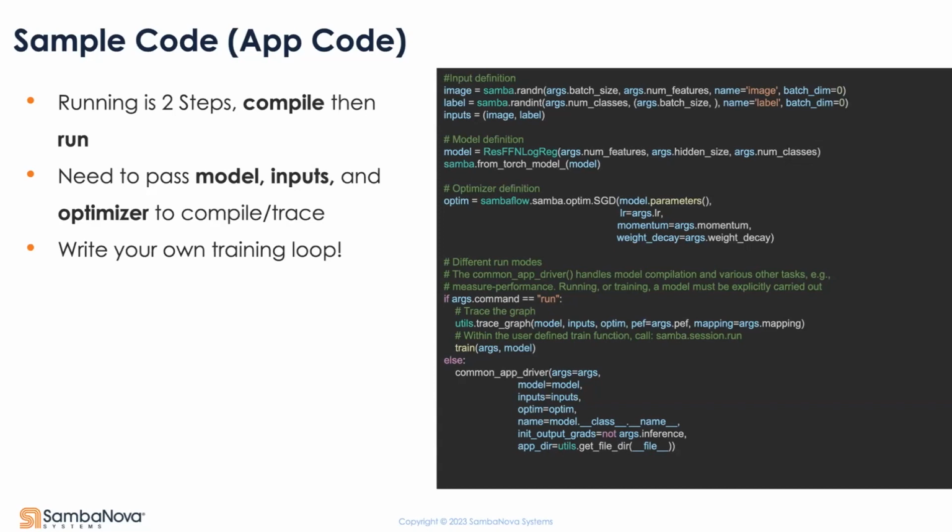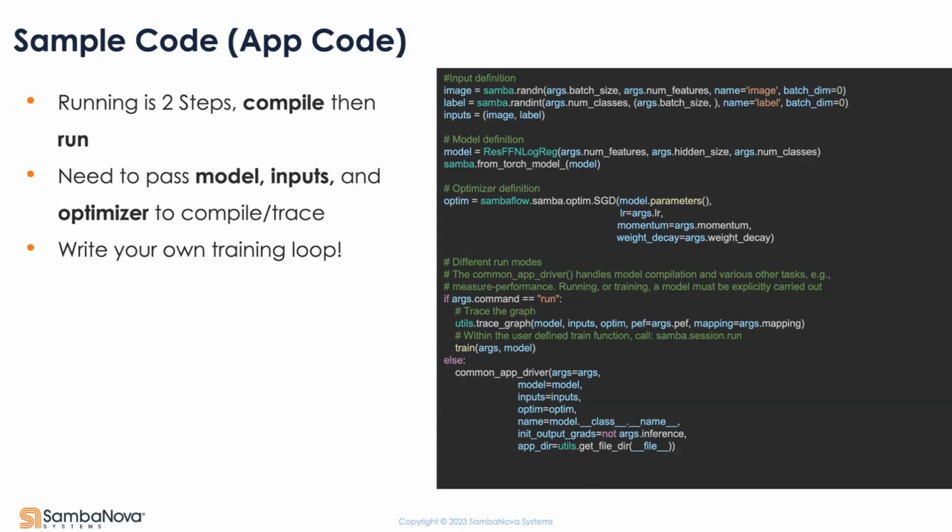And on the right here, you'll see input definition, right? So image equals samba.randn, and then batch size, num features. This will generate a Samba tensor for you. When it comes to the initial trace, when you're compiling and you're mapping for running, the data in the tensor does not matter. What matters is the shape. In order to fully map your graph, your model, onto the chip, SambaFlow needs to understand how your graph will change the shapes of your tensors. It doesn't really matter the data inside of it. So it can be just random or zeros or all ones.